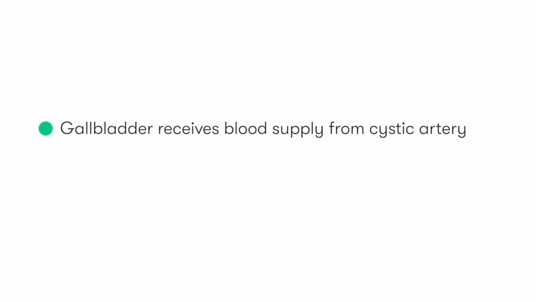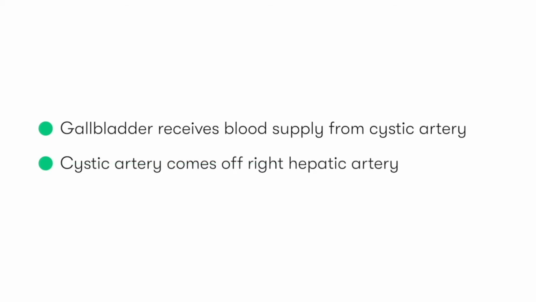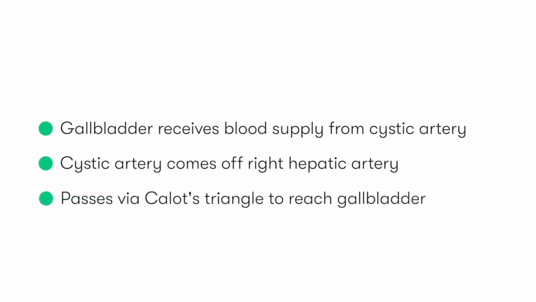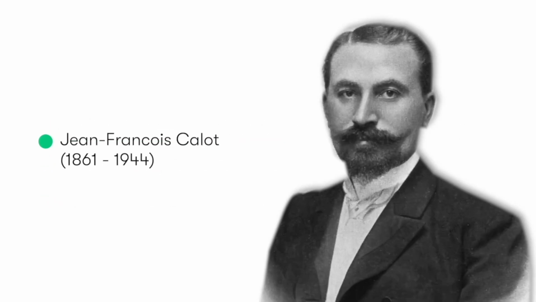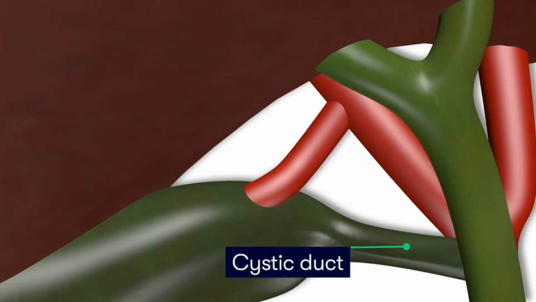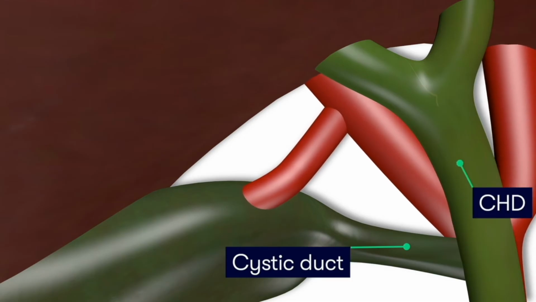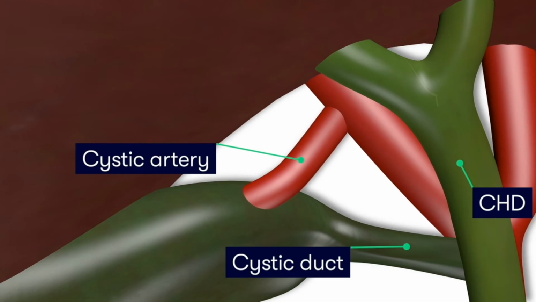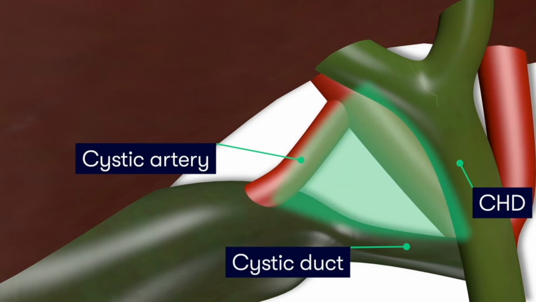The arterial supply to the gallbladder is from the cystic artery, which is typically a branch of the right hepatic artery. When we talk about the cystic artery, we have to think about an anatomical space called Calot's triangle, which was named after the French surgeon Jean-Francois Calot, who practiced in the late 19th and earliest 20th centuries. Calot originally described a triangular anatomical space that was formed by the cystic duct as the inferior border, the common hepatic duct as the medial border, and the cystic artery as its superior border.